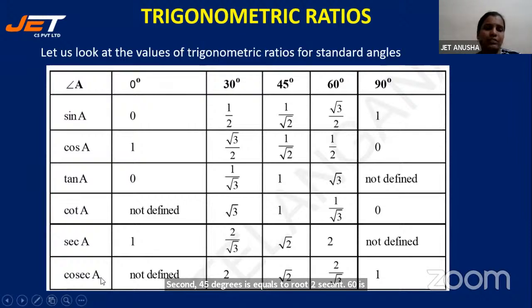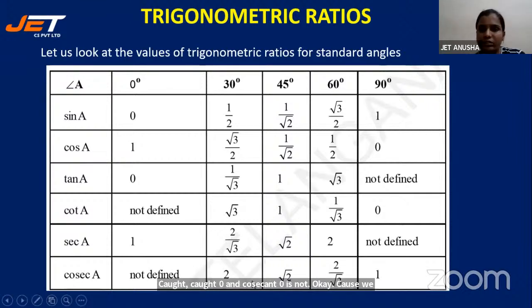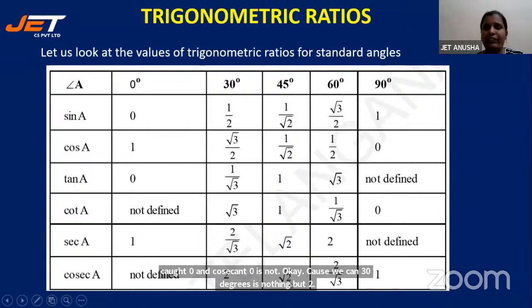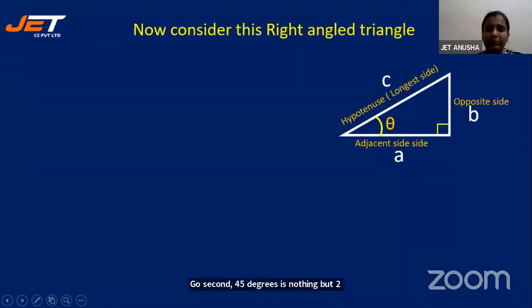Next, cosecant. Cosecant 0 degrees is not defined. Cosecant 30 degrees is nothing but 2. Cosecant 45 degrees is nothing but root 2. Cosecant 60 is nothing but 2 by root 3. Cosecant 90 degrees is nothing but 1.